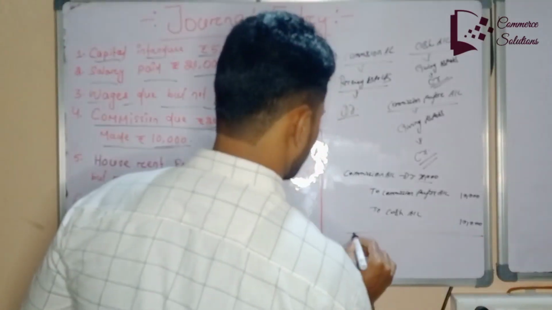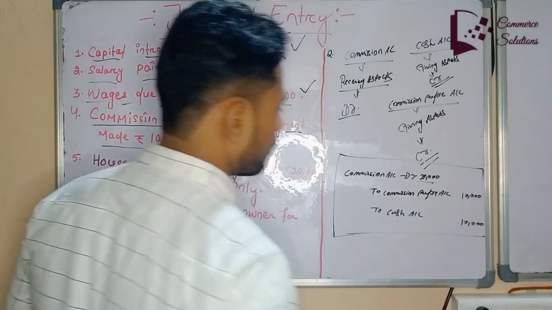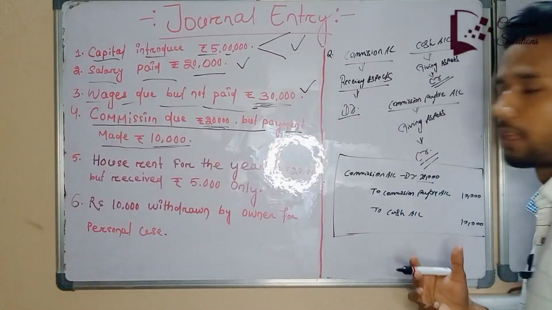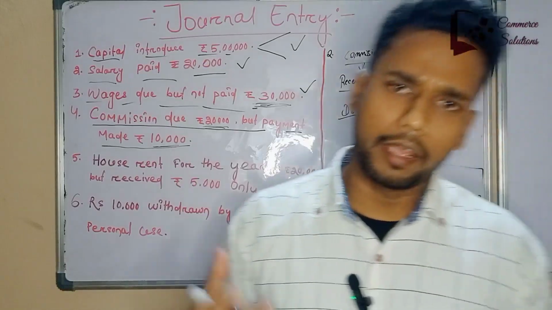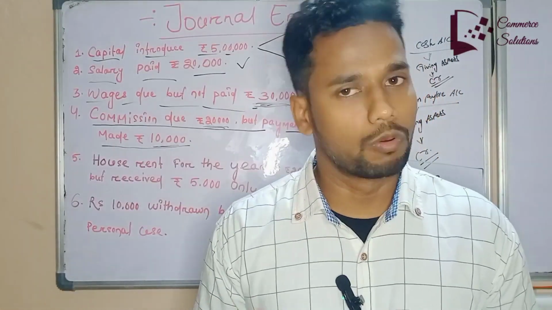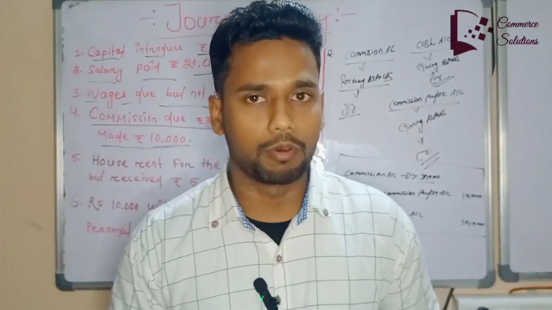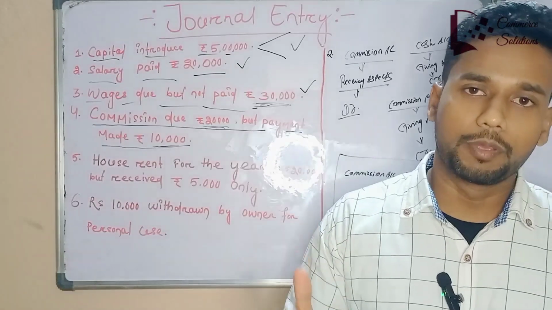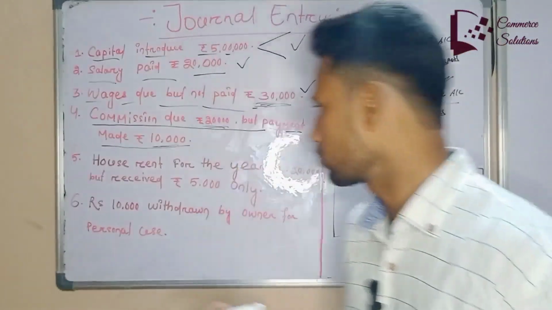The entry is correct. The entry is perfect and this is called an accrual entry. An accrual entry is also possible without the golden rule and without the American approach. If you are able to understand this entry, this is the difficult entry in accounting.